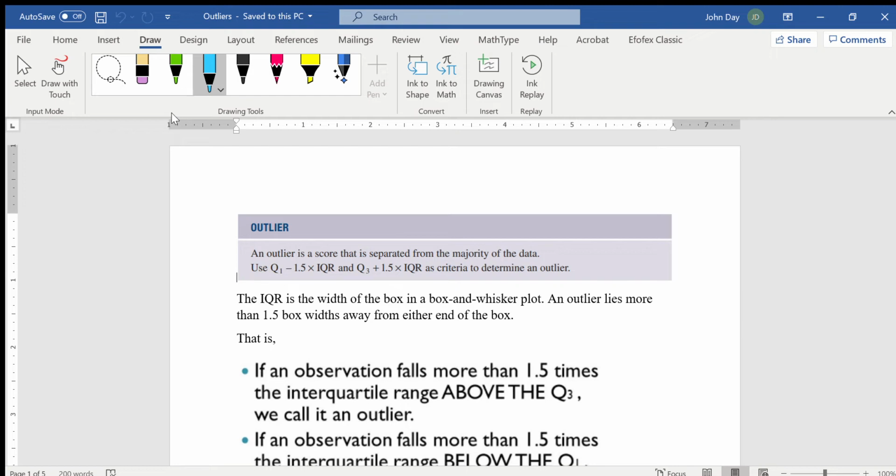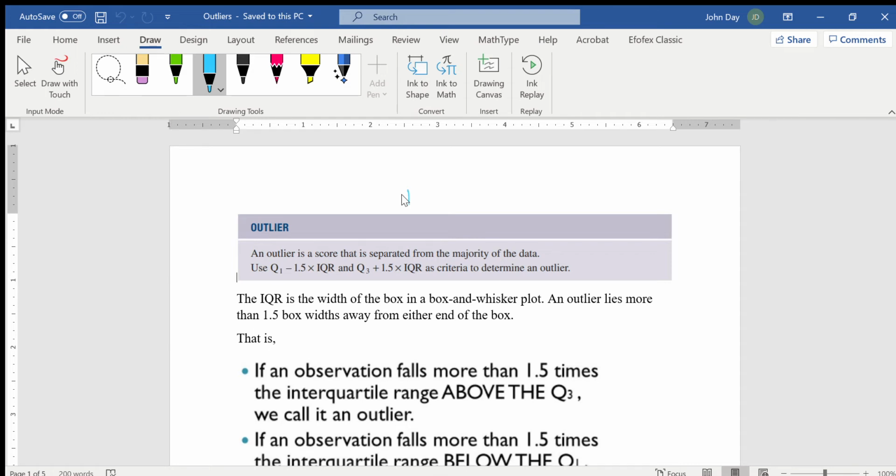And in this course, we're going to use this method where we say you're only allowed to be a certain distance above the upper quartile or below the lower quartile if you're going to be included in the actual run-of-the-mill data, otherwise you're an outlier. And that distance is 1.5 times the interquartile range.